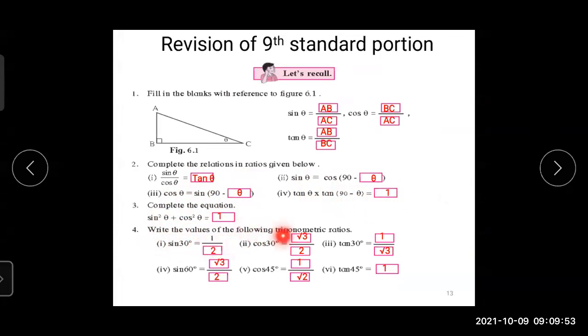Write the values of the following trigonometric ratios. You have to solve this by using the table. Sin 30 degrees is equal to 1 upon 2. Cos 30 will be root 3 upon 2. Tan 30 degrees is 1 upon root 3. Sin 60 is equal to root 3 upon 2. Cos 45 degrees is equal to 1 upon root 2. Tan 45 degrees is equal to 1.